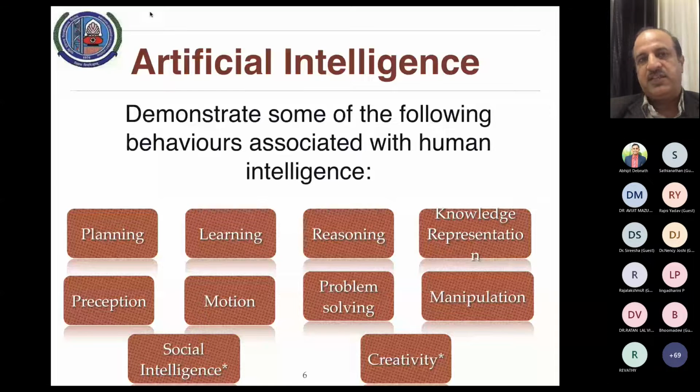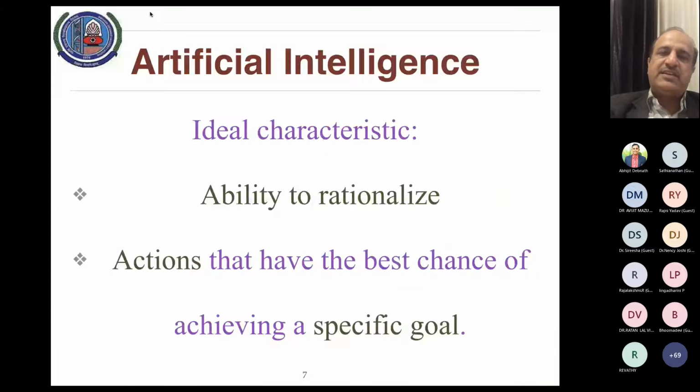Nowadays, the level of artificial intelligence is much more advanced in these aspects. Work is in progress on the creativity of the mind as well as social intelligence, which we might witness in the coming future. Two basic ideal characteristics are worth mentioning for artificial intelligence: its ability to rationalize, and to take actions that have the best chance of achieving a specific goal.